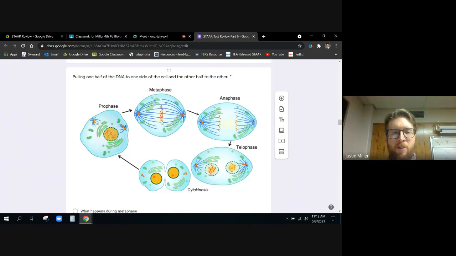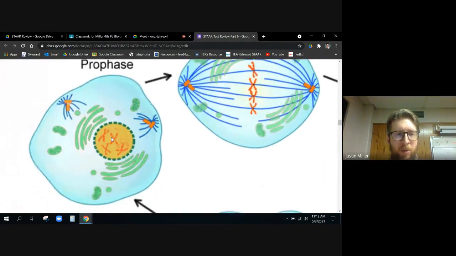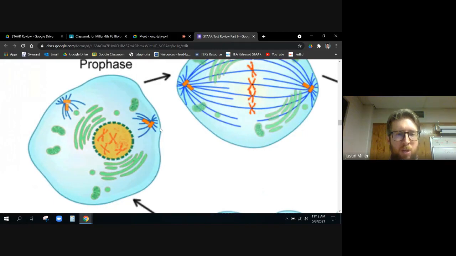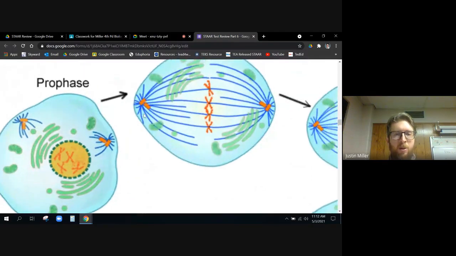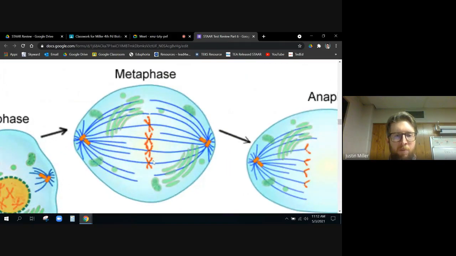So this orange stuff, that's the DNA. You can see the DNA is inside the nucleus here, right? In prophase. Now that's step 1 of mitosis. And in step 1, these little blue lines, these are spindle fibers. They weren't there, but then they form. And that happens in prophase. And then in metaphase, where's the DNA now? In the middle. Remember, meta means middle. So just remember in metaphase, the DNA lines up in the middle.